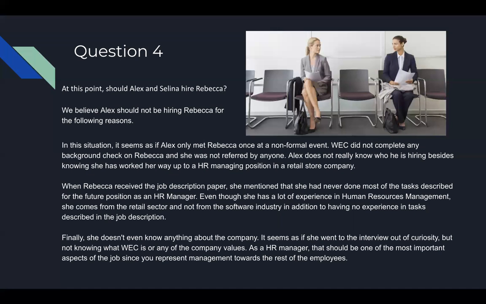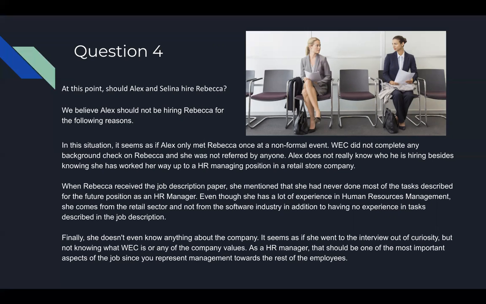Finally, with question 4, should Alex and Selena hire Rebecca? We believe Alex should not be hiring Rebecca for the following reasons. In this situation, it seems as if Alex only met Rebecca once at a non-formal event. WEC did not complete any background check on Rebecca, and she was not referred by anyone. Alex does not really know who he's hiring, besides knowing she has worked her way up to an HR managing position in a retail store company.